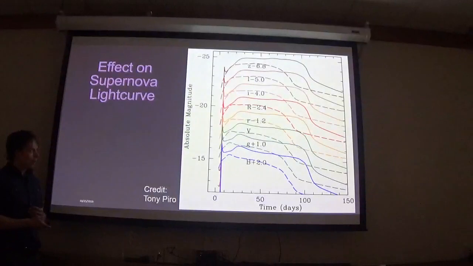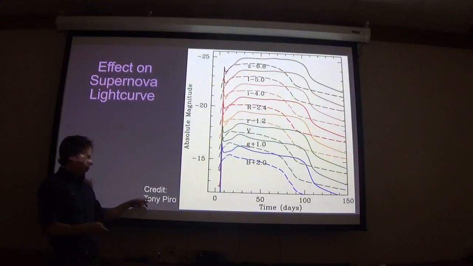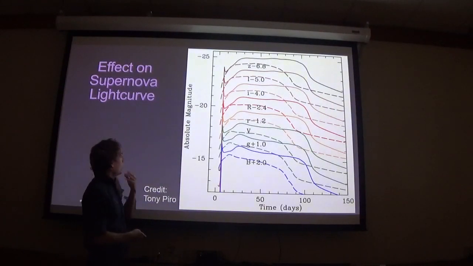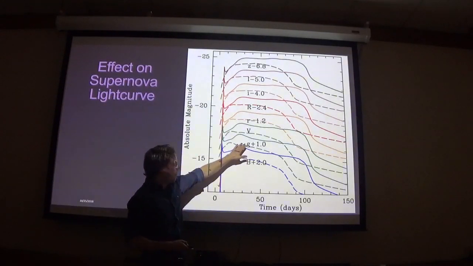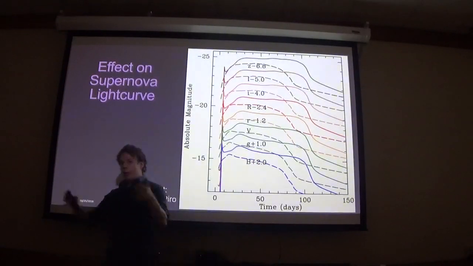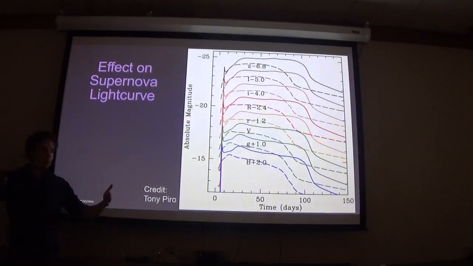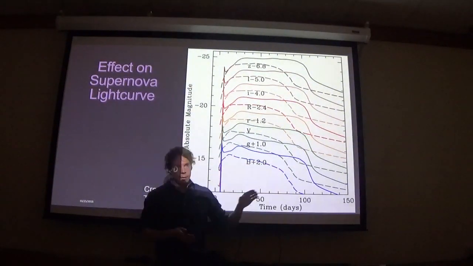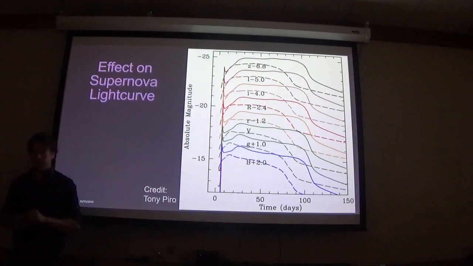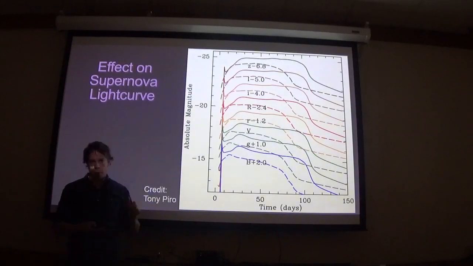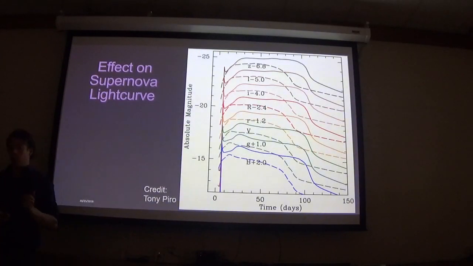So that's ongoing work. I've also done some very preliminary work with Tony Piro looking at how the supernova light curve will be affected by this process. To first order, what we expect, so solid lines are models run with the wave heating, dashed lines are models without the wave heating. To first order, what happens is the star has a little bit larger radius, so that means for a type 2B supernova, it's a slightly brighter, slightly longer lasting supernova light curve. But we still have a lot to do in terms of understanding how this will actually affect the details of a supernova light curve.